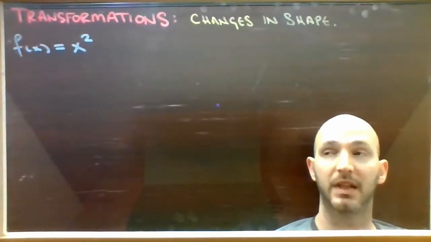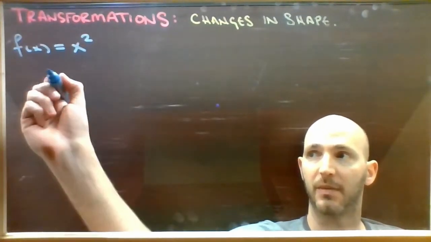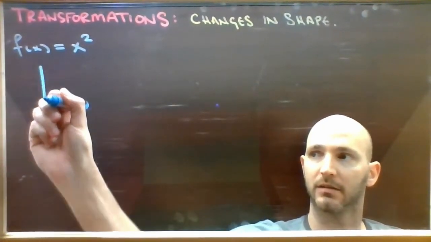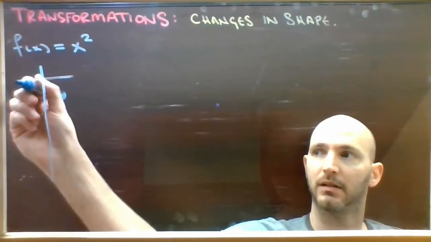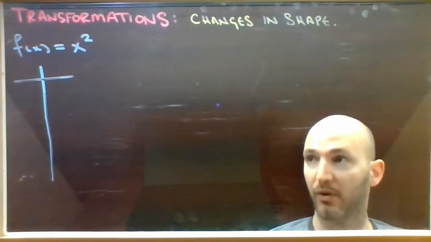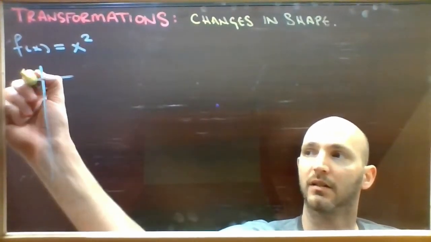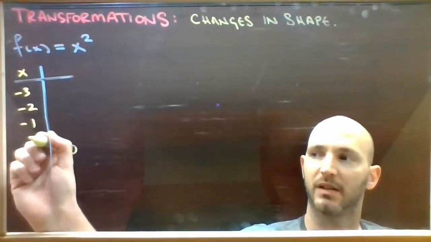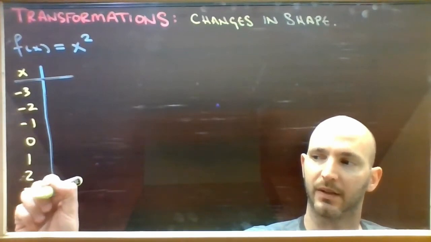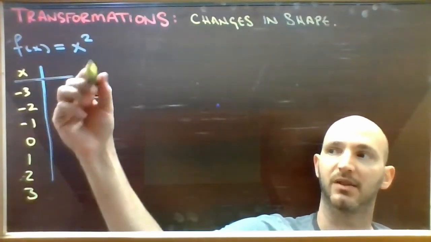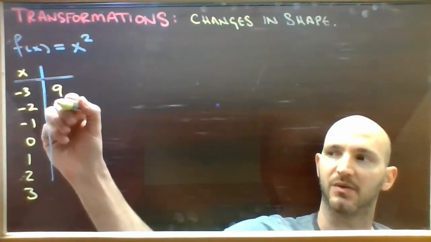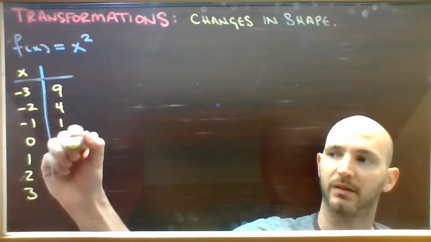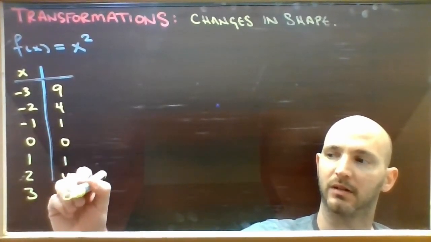So the next one will be a parabola. So I need to generate my basic pattern for that. Basic pattern for parabolas. Just use -3, -2, -1, 0, 1, 2, and 3. And then -3 squared is 9, -2 squared is 4, 1, 0, 1, 4, 9.